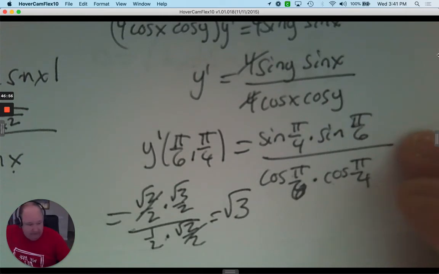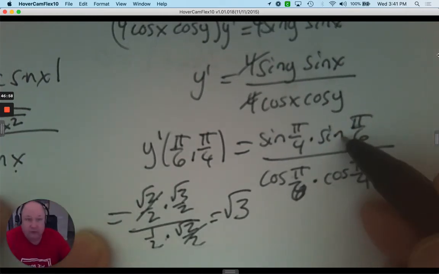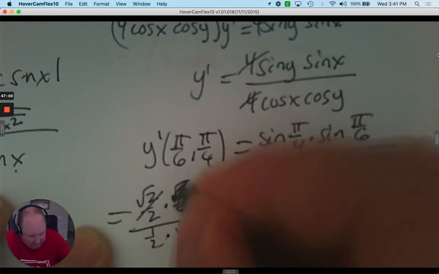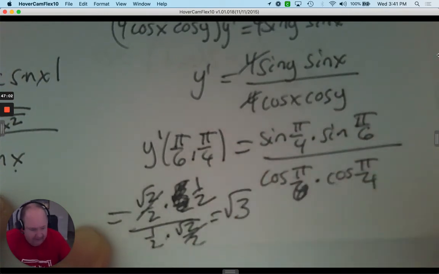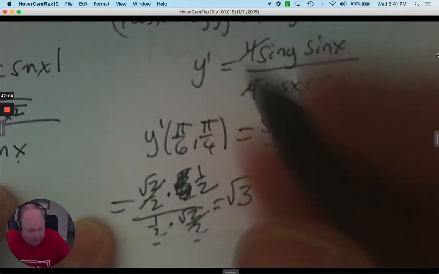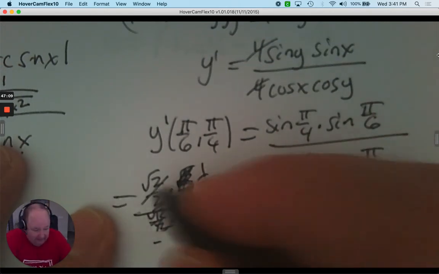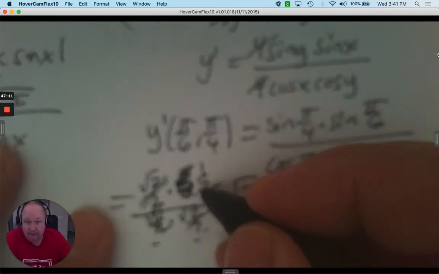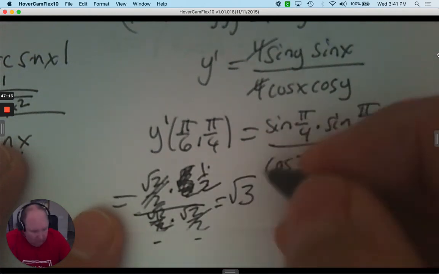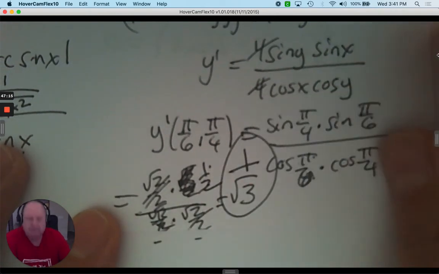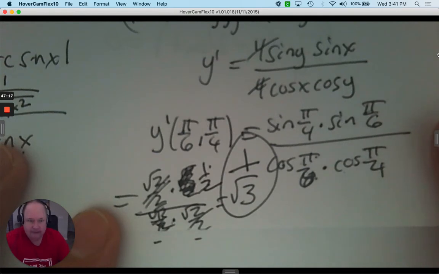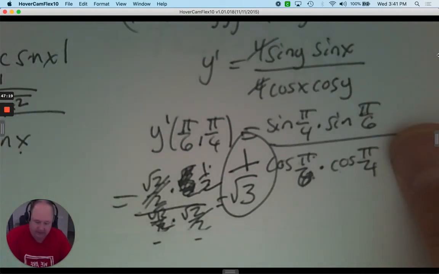I made a mistake. So the value of sine at pi over 6 is 1/2. I knew I made a mistake. And the value of cosine at pi over 6 is root 3 over 2. So, again, the root 2 over 2's do divide out, and the 2's divide out, but 1 over root 3 is the answer. And you can leave it that way. That is nifty. All right, 25. We're almost there.